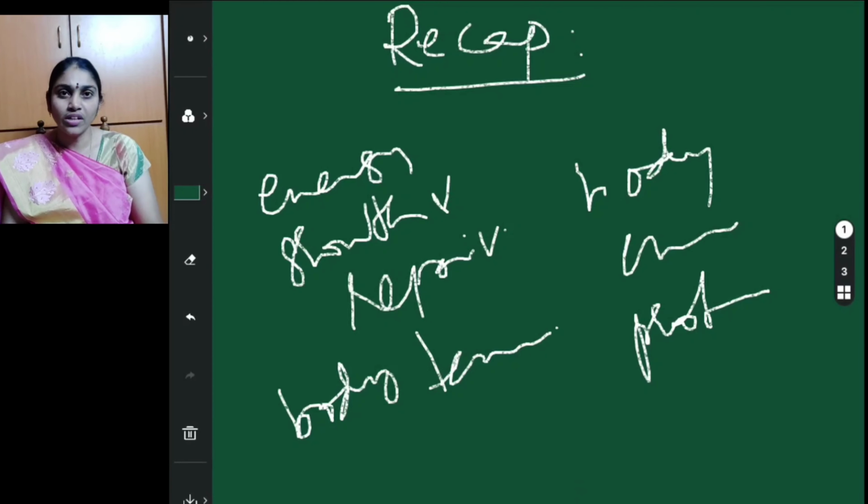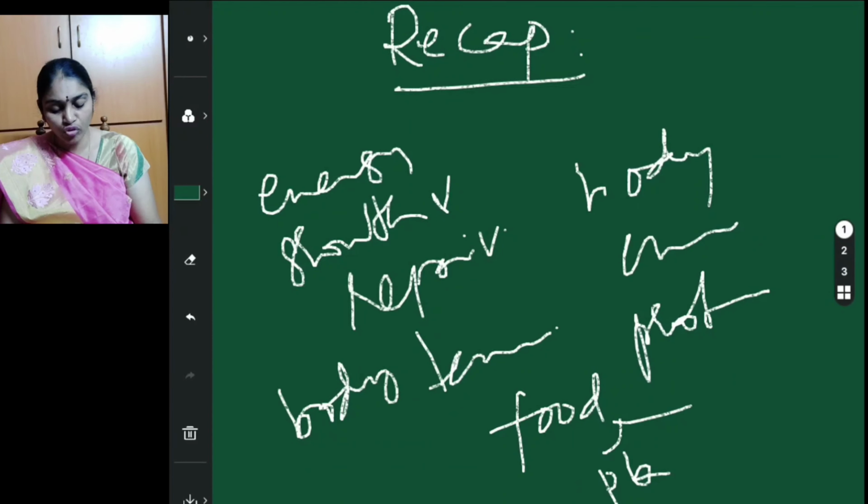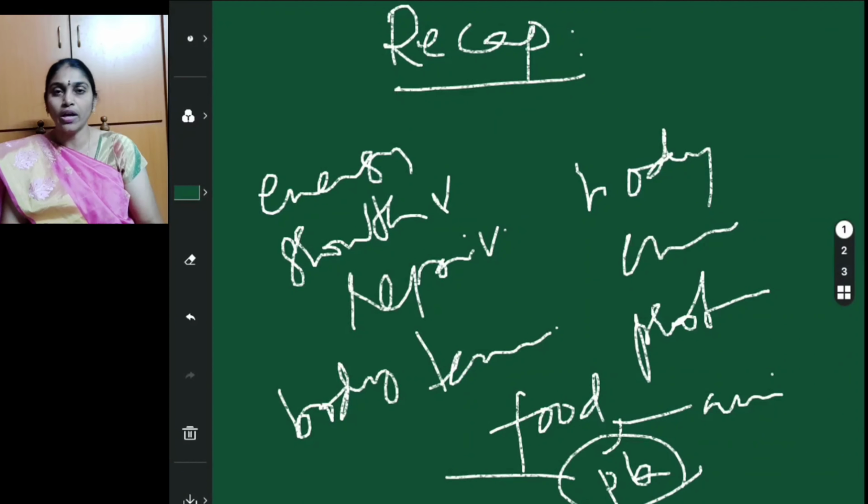So what are the different types of food we get? We may take food items from plants, and we may get food from animals also. From plants, we get food like vegetables, fruits, or sometimes we even eat the leaves, roots, stems. And from animals, we get different food items like meat, eggs, milk, and even honey.